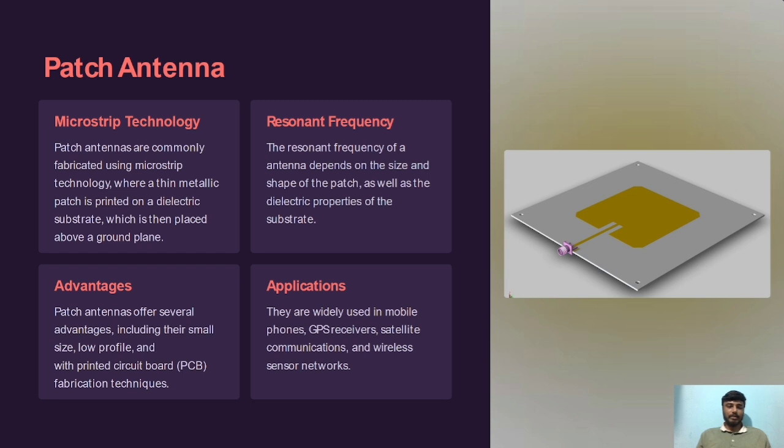Advantages: patch antennas offer several advantages, including their small size, low profile, and compatibility with printed circuit board fabrication techniques. Applications: they are widely used in mobile phones, GPS receivers, satellite communications, and wireless sensor networks.